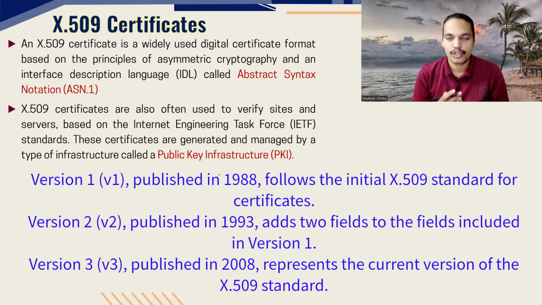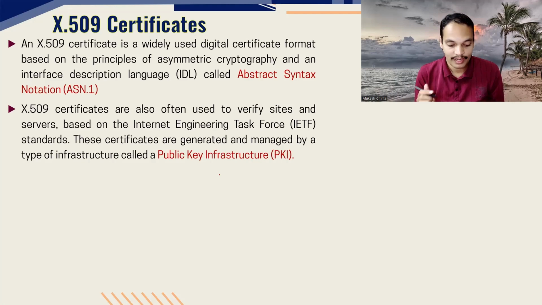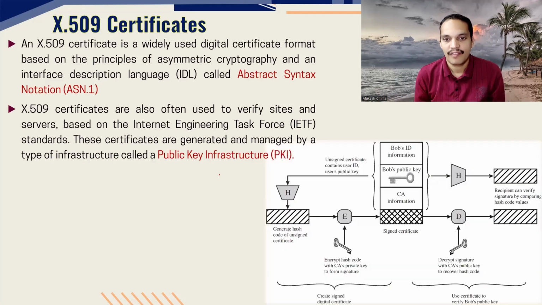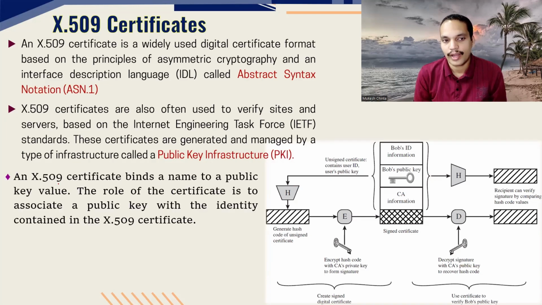We learned earlier that distribution of public keys plays a very crucial role in the success of public key cryptography. We need a secure way of exchanging the public keys and also of users authenticating themselves. Or we need some sort of confidence that this particular certificate belongs to a particular user. X.509 does exactly that. For this purpose, we have a new entity called the certificate authority. So an X.509 certificate binds a name to a public key value. The role of the certificate is to associate a public key with the identity contained in the X.509 certificate.